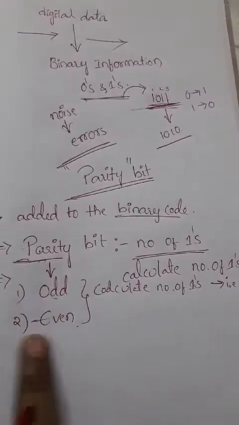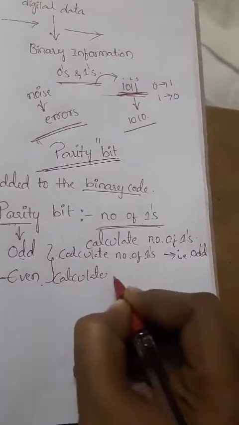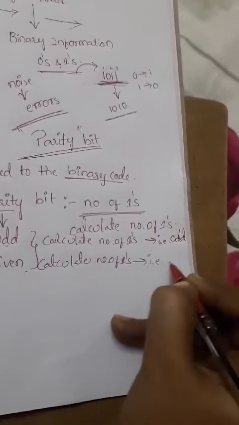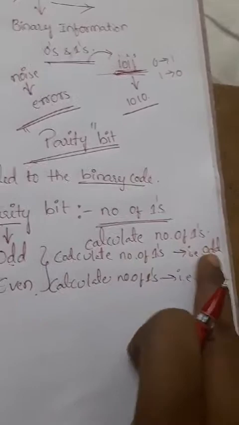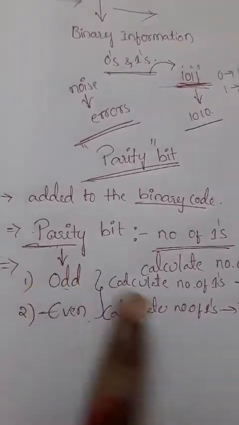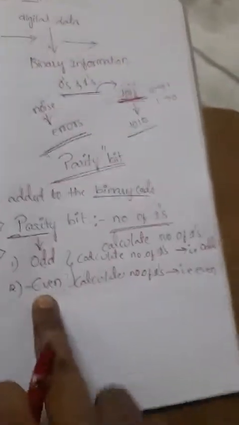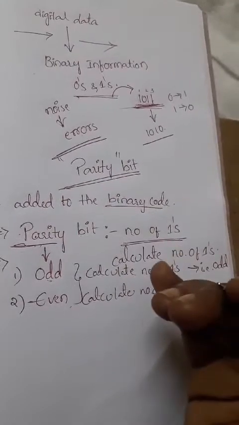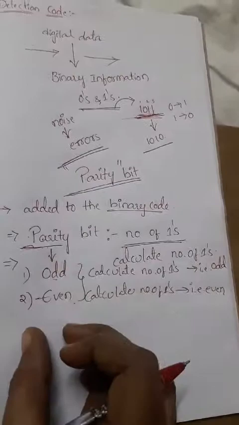Okay, and even parity means we calculate the number of ones and it is even. So by counting the number of ones, if it is odd, we consider it odd parity, and if it is even, we consider it even parity. So calculate the number of ones in a particular binary code. That binary code has a number of ones equal to an even number or an odd number, and with respect to that we have the parity.